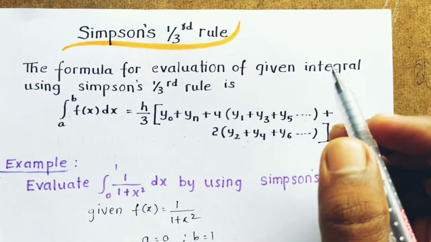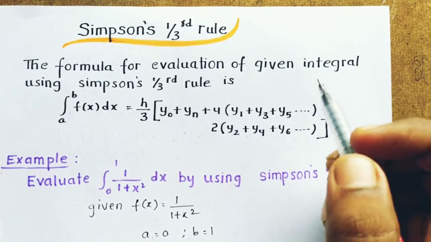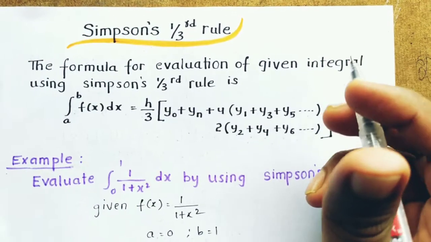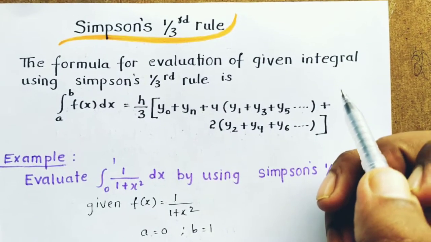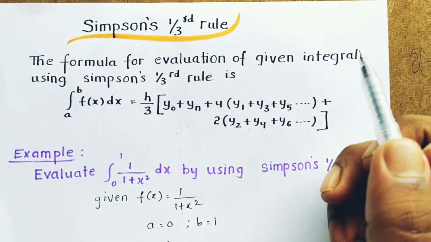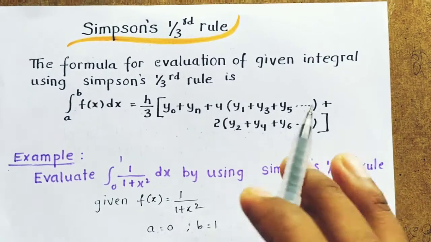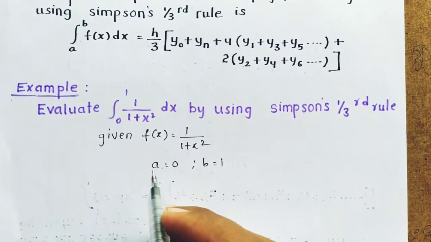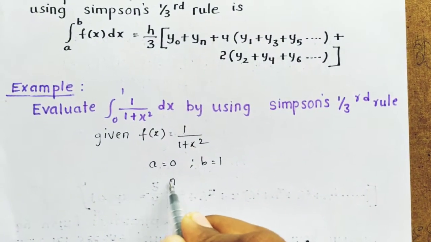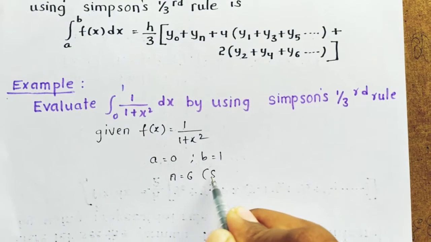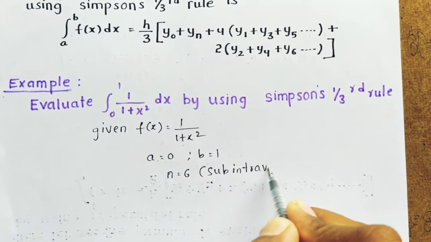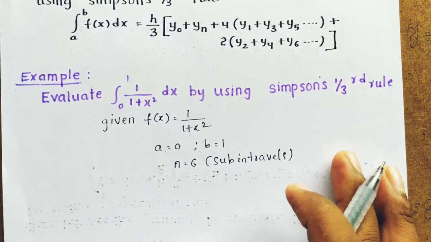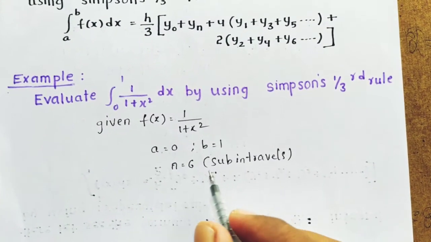If you take a small number of intervals, like 2 or 4, you can get an inaccurate value. If you take a larger number of subintervals, like 6 or 8, you can get an accurate value. Suppose I assume n equals 6, where n means the number of subintervals.